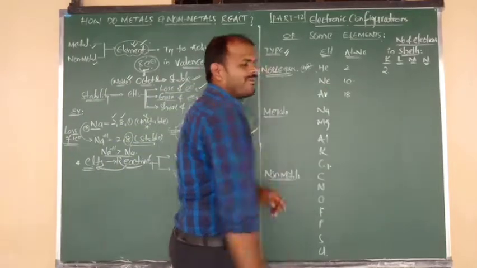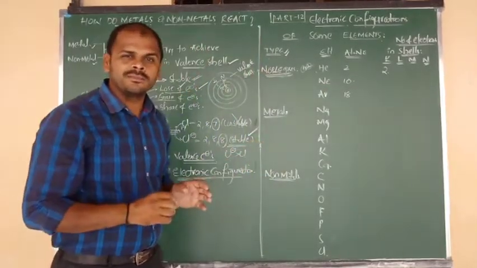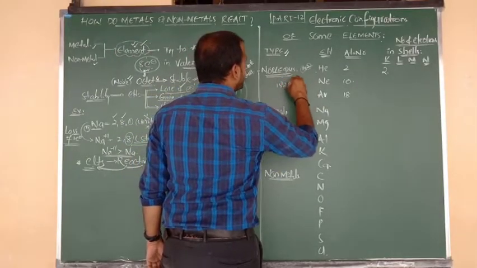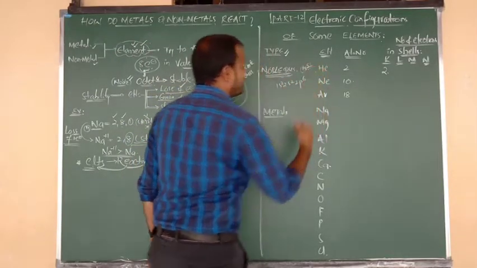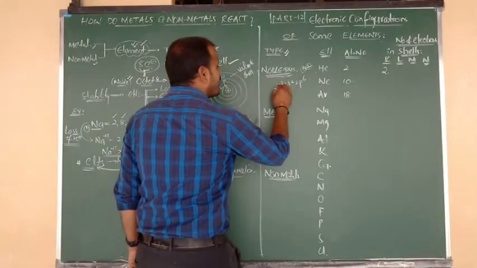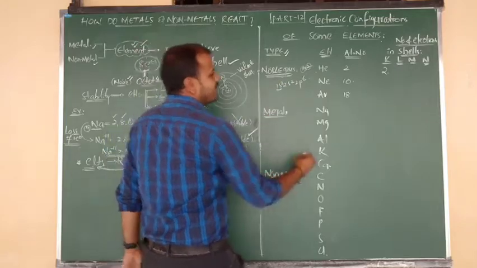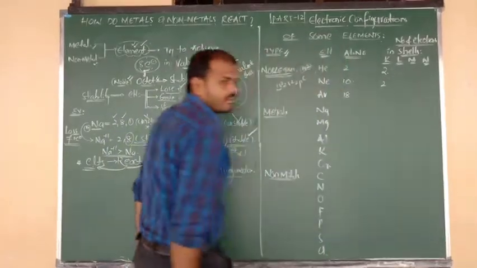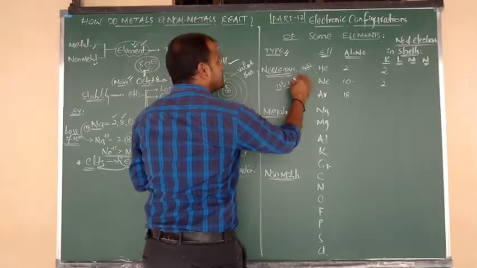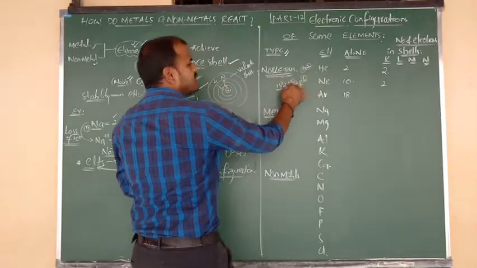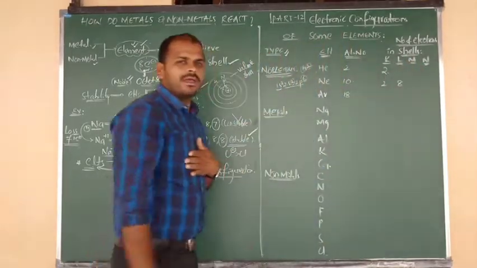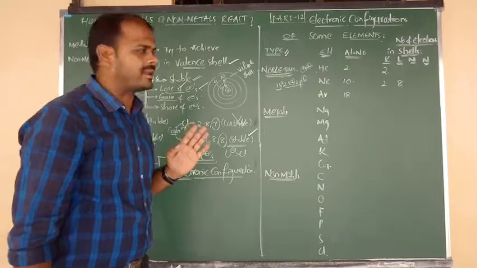What is the atomic number of neon? Neon atomic number is 10. So what will be its electronic configuration here? 1s2, 2s2, 2p6. This is the electronic configuration of neon. In the first orbit, the K shell, the number of electrons is 2. In the second orbit, 2s2, 2p6, the number of electrons is 2 here and 6 here. The total number of electrons is 8. So the second orbit is the L shell, and it contains 8 electrons.